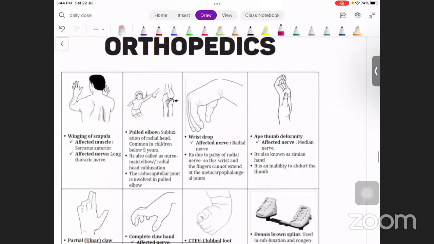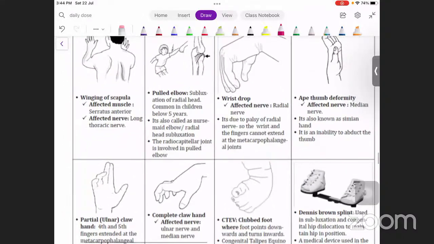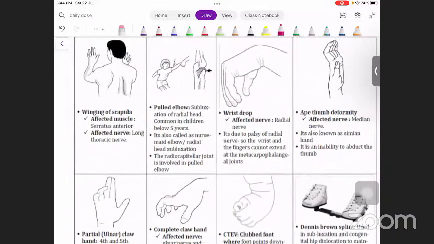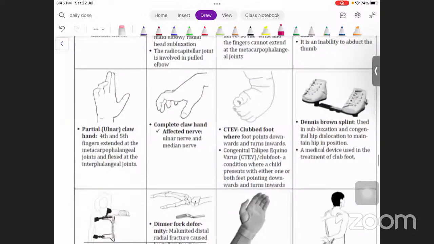Then we have important images in orthopedics. So winging of scapula image, where you see long thoracic nerve injury, protrusion of scapula over the shoulder region on forcing against the wall. And apart from that, you have pulled elbow, which is subluxation of the radial head, nursemaid's elbow. Wrist drop, radial nerve injury. Ape thumb deformity, median nerve injury. Claw hand, ulnar nerve injury. Partial claw hand, ulnar nerve injury. Complete claw hand, ulnar and median nerve injury. CTEV, clubfoot, image of your CTEV.